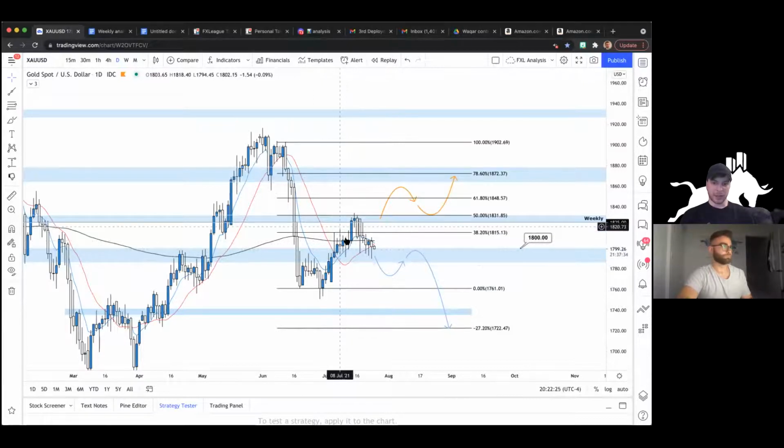So there's a fight going on between buyers and sellers. So really not what you want to see. However, nice rejection off this weekly. So that's a good sign, right? But is it going to follow through with that rejection?